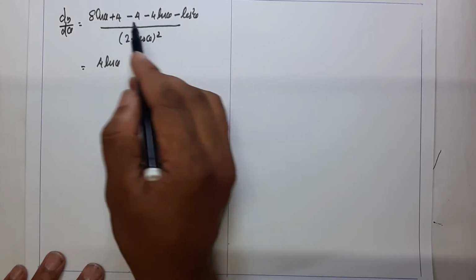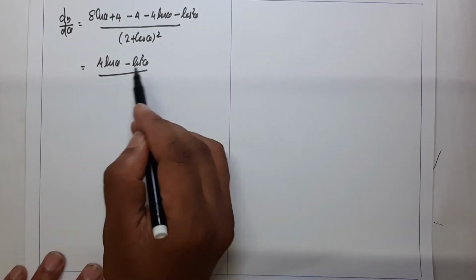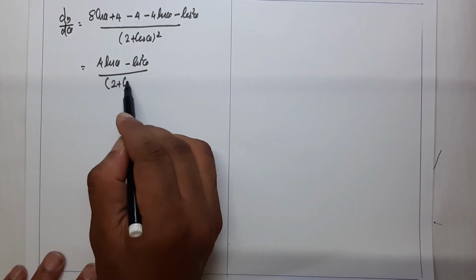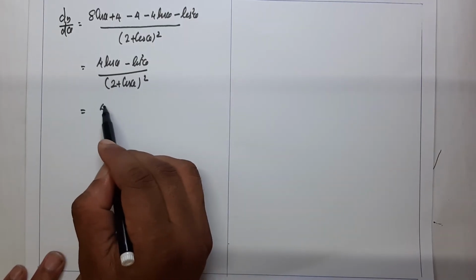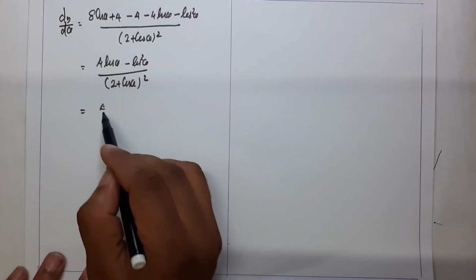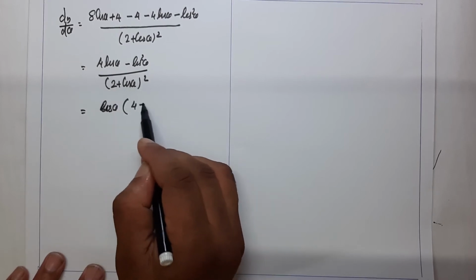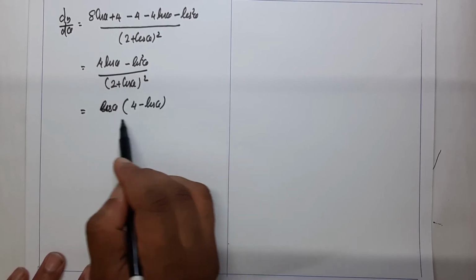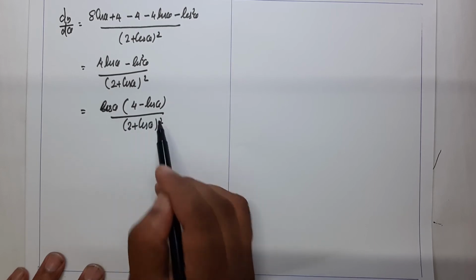Here 4 cancel, minus cos square theta, the whole divided by (2 plus cos theta) the whole square. Here cos theta is common, therefore we get the answer: cos theta is common, balance (4 minus cos theta) the whole divided by (2 plus cos theta) the whole square.